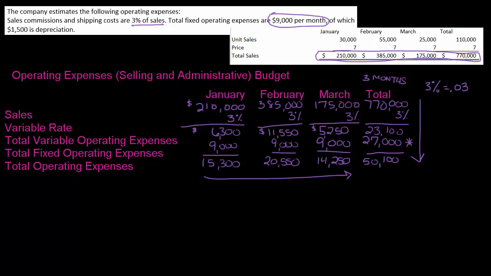So now we're going to move on to the financial statement budgets. We're going to start looking at your income statement, your balance sheet, your cash budget, and how you put together the numbers for all of those.